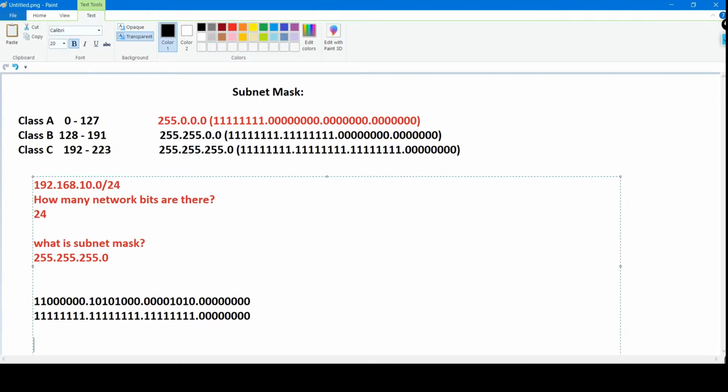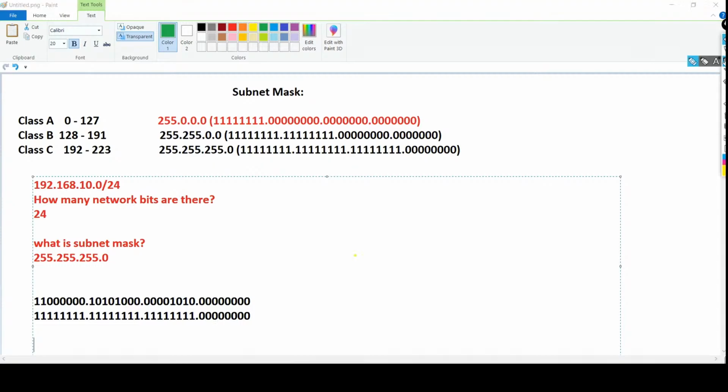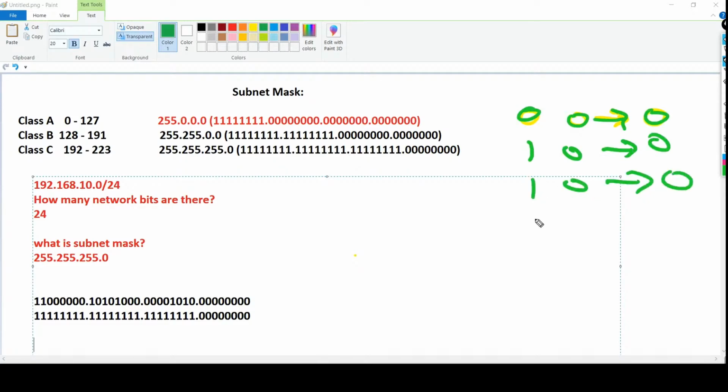Now the machine will perform an AND operation. Can anyone tell what output you will get in an AND operation? If the input is 0 and 0, the output will be 0. Only if the input is 1 and 1 will the output be 1.